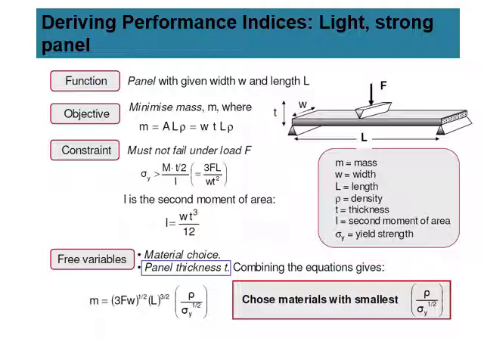Next is the light and strong panel. As mentioned before, you just need to use this equation instead of B to the power of 4, right? Previously, if you have a square cross section, then you use B to the power of 4 divided by 12. Over here it is width times height to the power of 3. And then put it into the fracture strength or yield strength equation, and then put it into the mass equation. Rearrange this equation, then you can get this one.